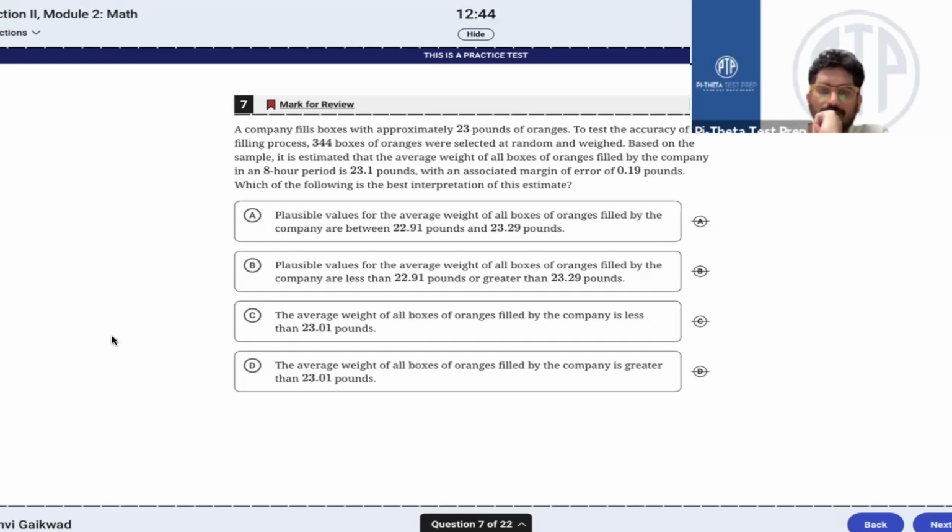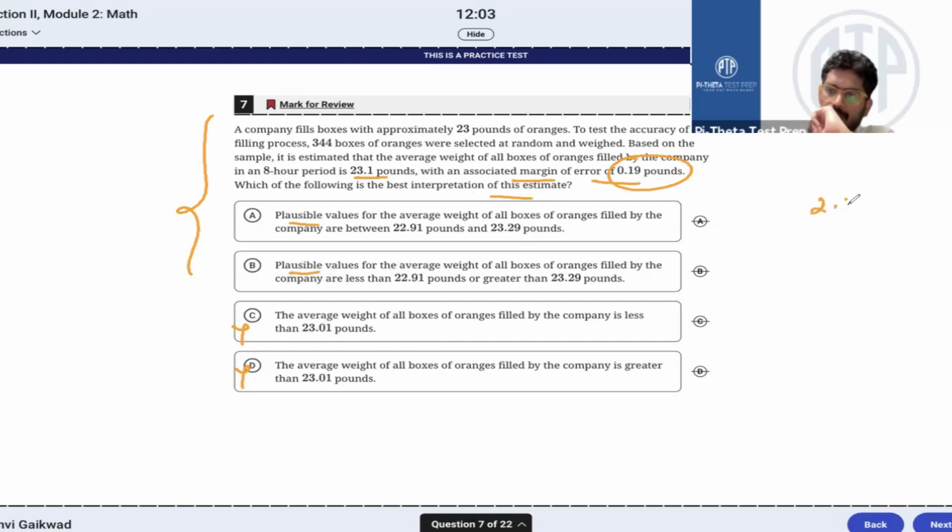Okay, the company filled boxes with approximately 23 pounds of oranges to test the accuracy of the filling process. 344 boxes of oranges were selected at random and weighed. Based on the sample, it is estimated that the average weight of all boxes of oranges filled by the company in 8 hours is 23.1 with an associated margin of error of 0.19. Now, in such types of questions where the margin of error and confidence interval are there, there is always not a very definite option. Always remember that there are no definite answers. So option C and option D are out because they are very definite. Words like plausible, probable, most probable are very important.